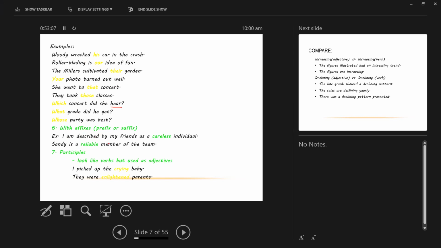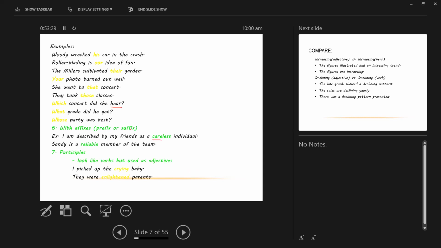Example: I am described by my friends as a careless individual. The word careless, what is the root word? Care. Oh, may sumagot dito, less daw. Joke lang. Okay. I am described by my friends as a careless individual.